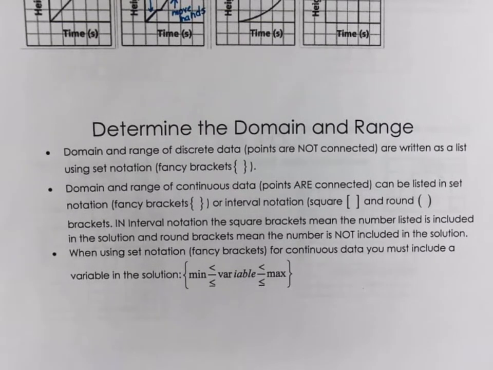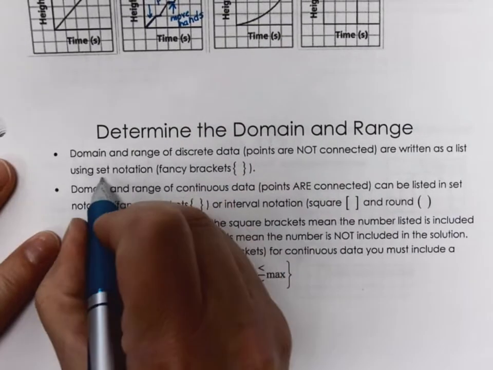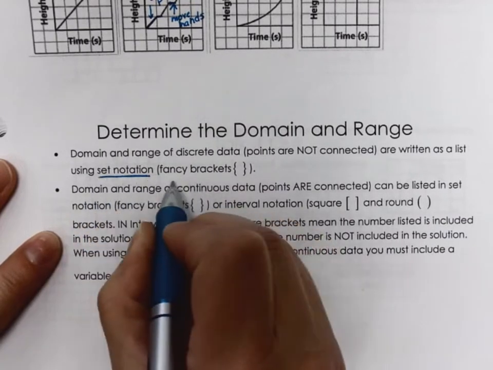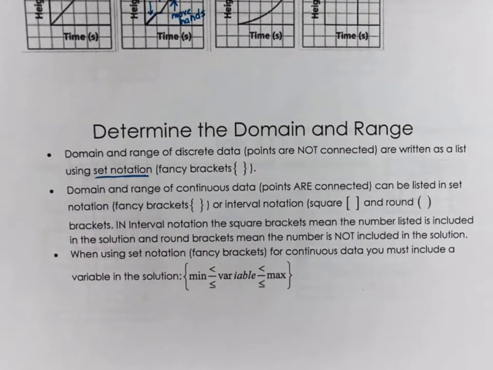But what about discrete data? It was the cans of soup. What couldn't we have? That was discrete data on our last assignment. You couldn't take half of it, right? You couldn't have a portion of it, because nobody wants to buy a half can of soup. Who knows what's in it? So with discrete data, we don't connect the points because we can't have points in between. They are written as a list, and you guys have done this before, using set notation. Now that's the math word, the mathy word for fancy brackets.